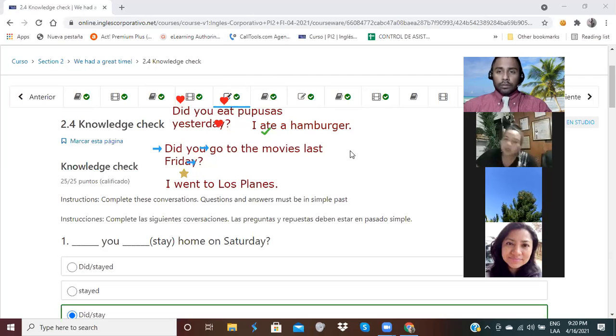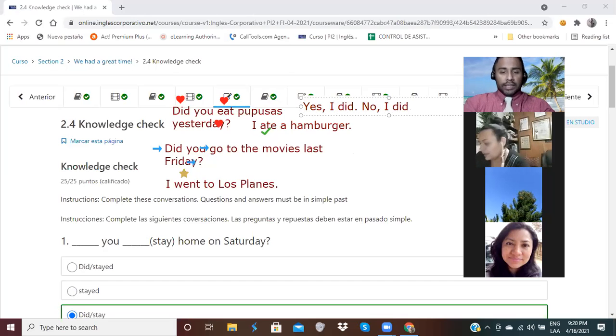Okay. ¿Se puede contestar una pregunta con did? Con did. Sí, puede responder. Si quiere responder en forma corta, por ejemplo, did you eat pupusas yesterday? Y usted dice, yes, I did. En el positivo. Y no, I didn't. Correcto. No, I didn't en el pasado. Okay.